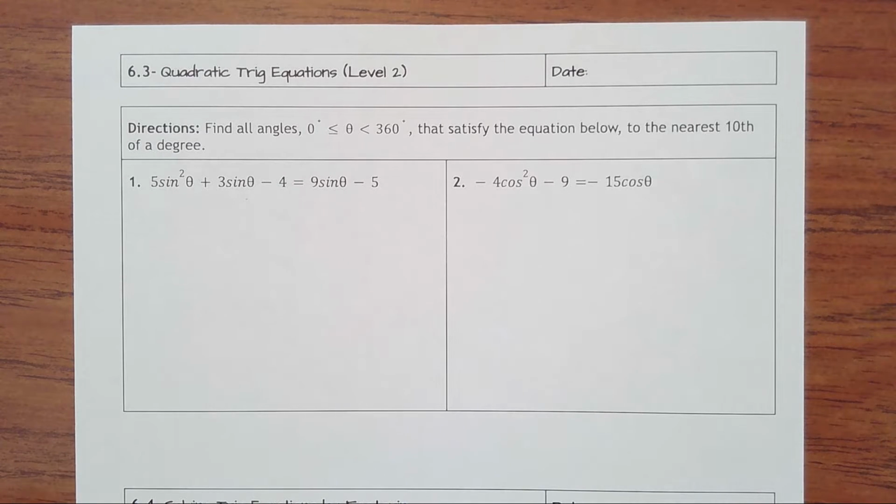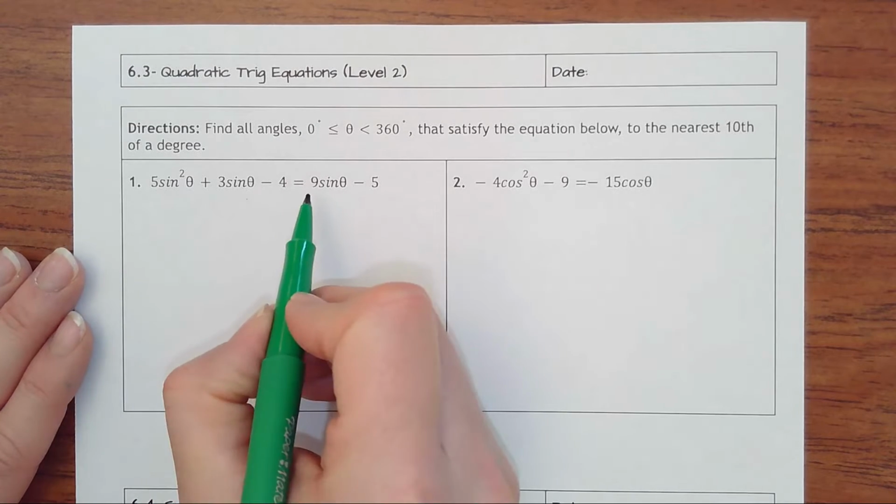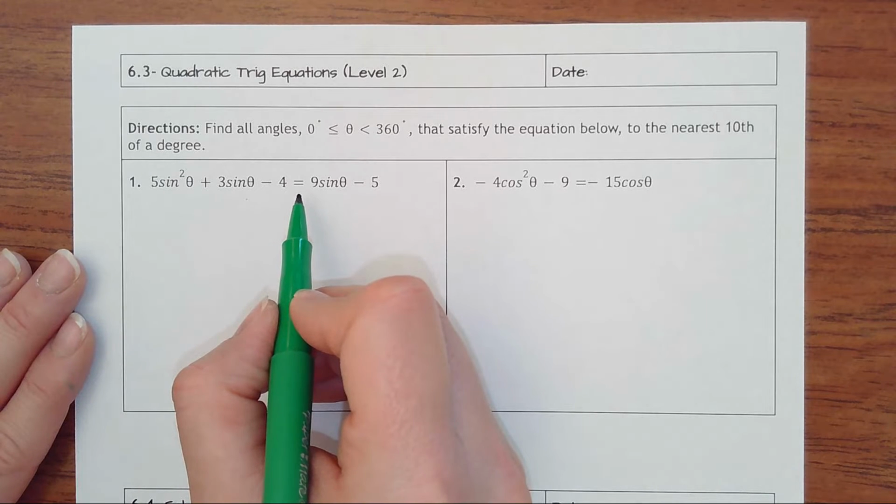6.3 quadratic trig equations, level 2. Same exact rules. We're trying to find what the angle value is. We might have to round to the nearest tenth of a degree. So what you should remember about quadratics, to solve them, they have to be equal to 0.